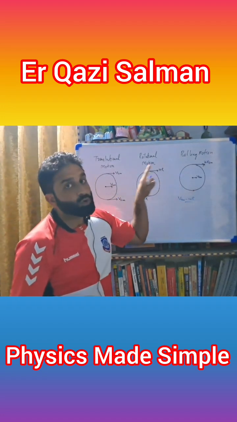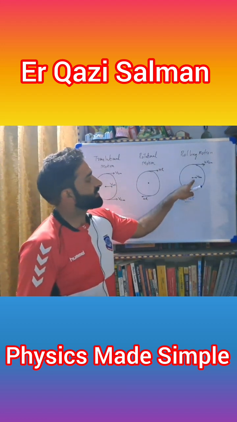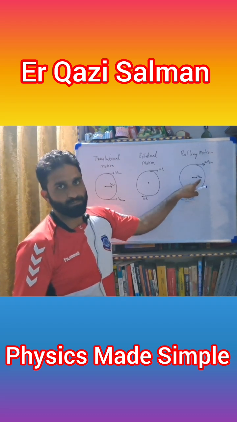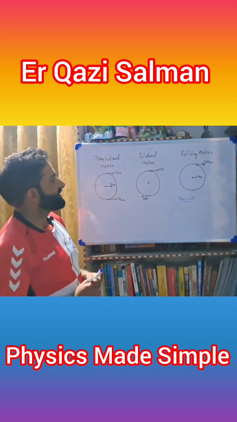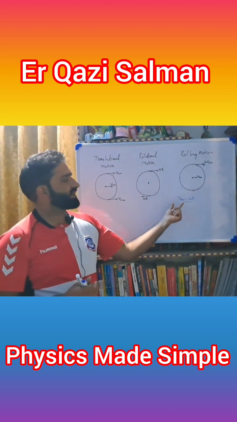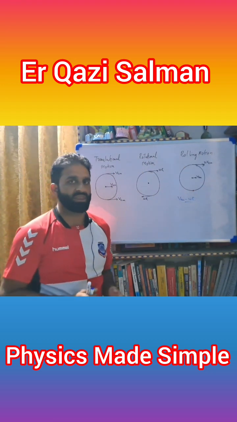So in rolling motion, as it is a combination of these two motions, the center of mass moves in forward direction with VCM. At the upper point, the top point of the wheel, omega r and VCM are in the same direction, and omega r is equal to VCM. So the top point has a velocity twice VCM.